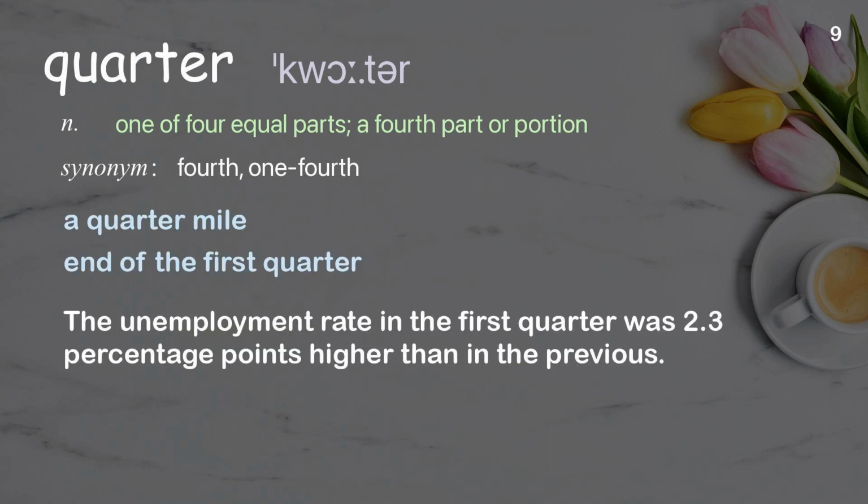Examples: A quarter mile. End of the first quarter. The unemployment rate in the first quarter was 2.3 percentage points higher than in the previous.